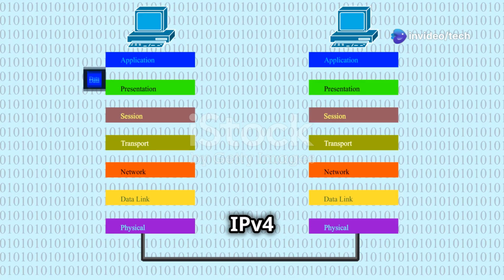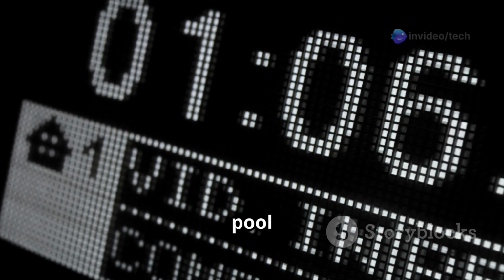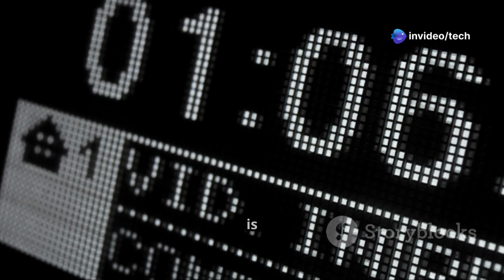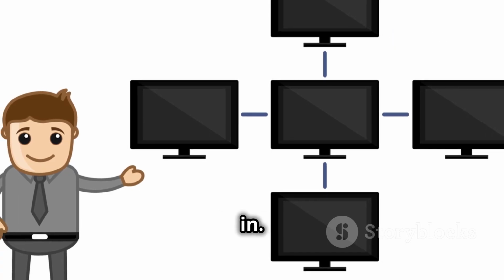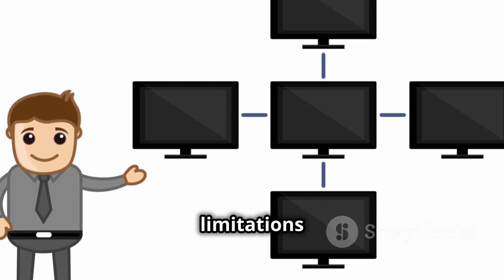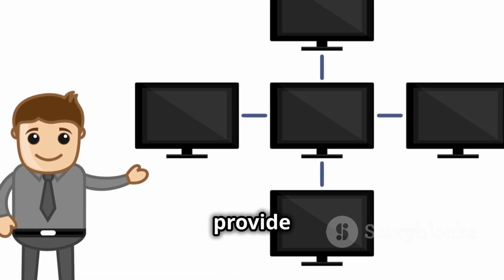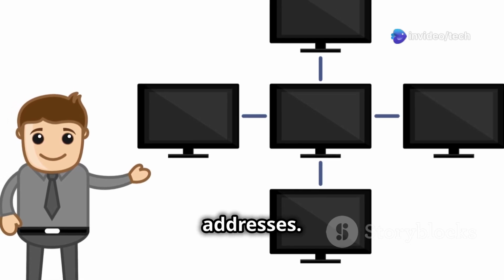Remember how we talked about IPv4 addresses running out? This issue is becoming more pressing as more devices connect to the internet. Well, we're getting close to that point. The pool of available IPv4 addresses is nearly exhausted, and this could lead to significant challenges in the future. That's where IPv6 comes in. IPv6 is designed to address the limitations of IPv4 and provide a much larger pool of addresses.